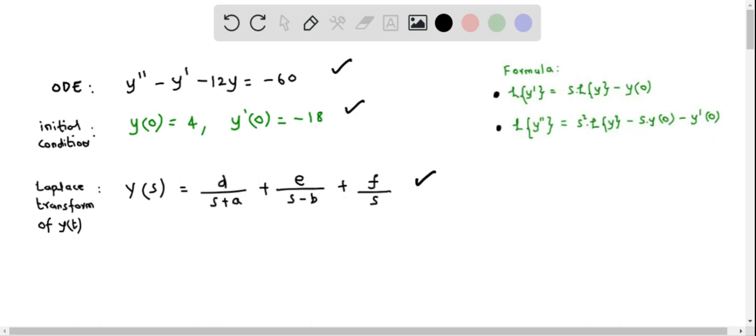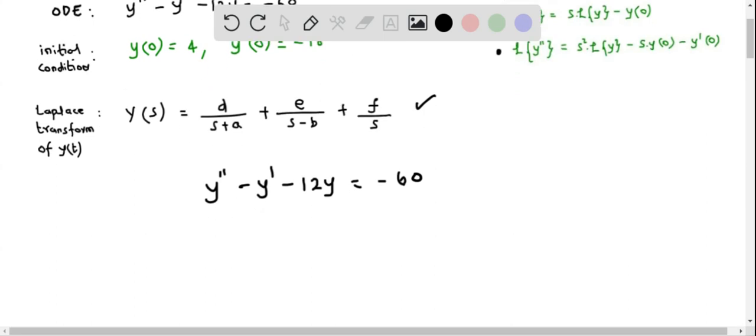So let's see how to determine these constants. First we consider the ordinary differential equation. Let me copy: y double prime minus y prime minus 12y, and this equals negative 60. So first I'm going to apply the Laplace transform to both sides. I put the Laplace transform on the left, and this equals the Laplace transform of negative 60.